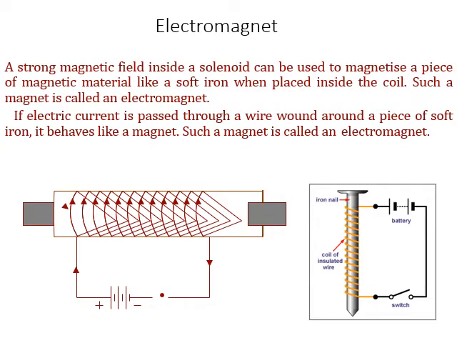Electromagnets. A strong magnetic field inside a solenoid can be used to magnetize a piece of magnetic material like soft iron when placed inside the coil. Such a magnet is called an electromagnet. If electric current is passed through a wire wound around a piece of soft iron, it behaves like a magnet. Such a magnet is called an electromagnet.